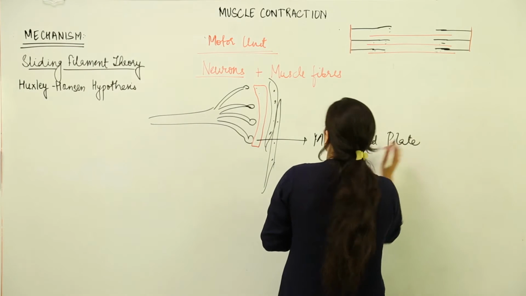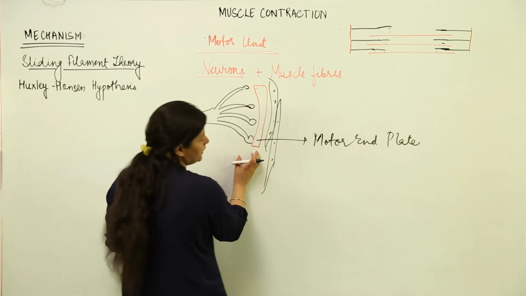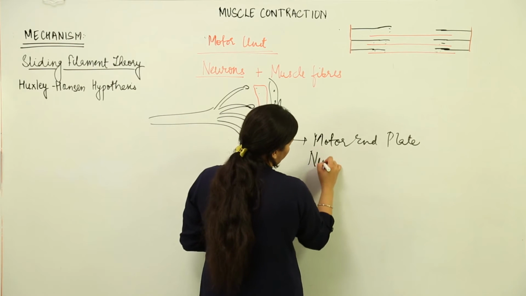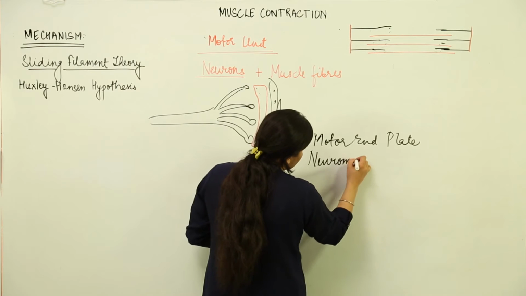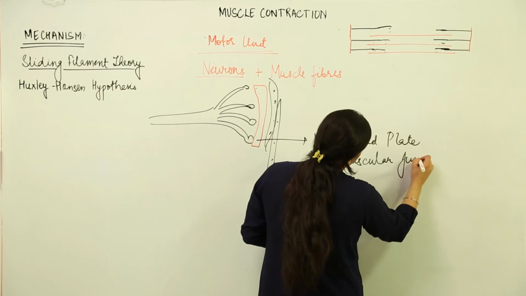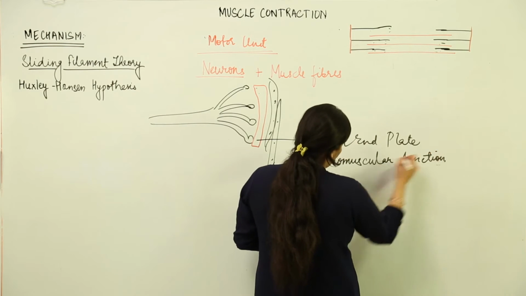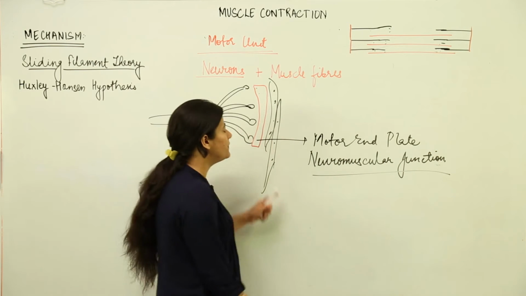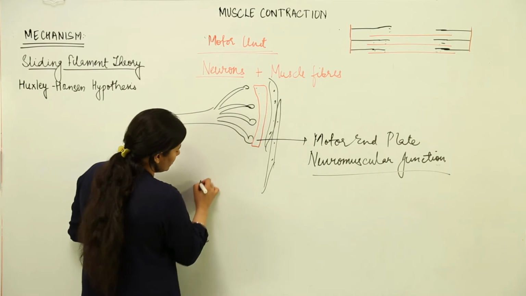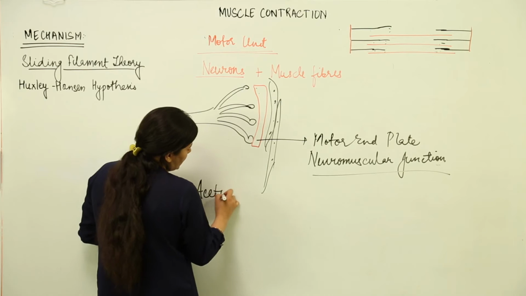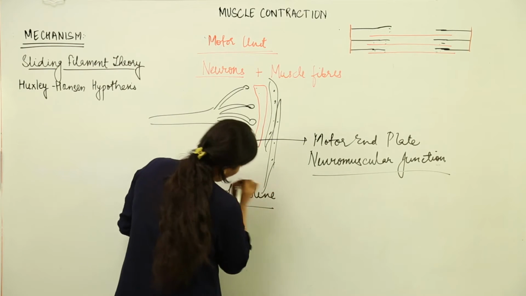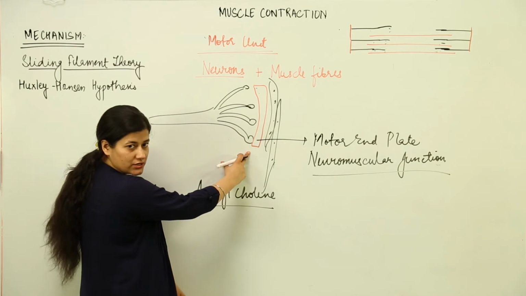Now what is the motor end plate? The gap or the junction between the muscle fibers and the neurons is known as motor end plate. The other name for it is quite descriptive in itself, neuromuscular junction. What is important to remember over here is that the synaptic knobs of the neurons release a neurotransmitter known as acetylcholine, which is released in this neuromuscular junction.